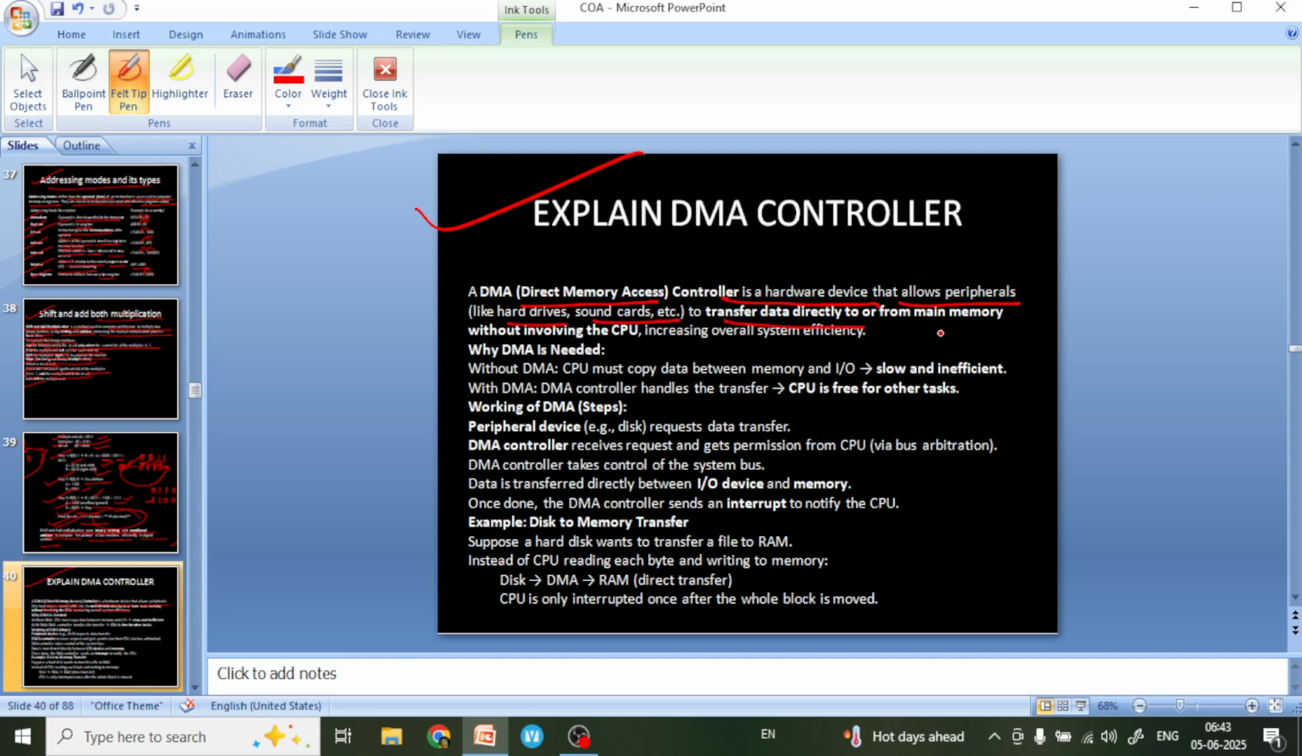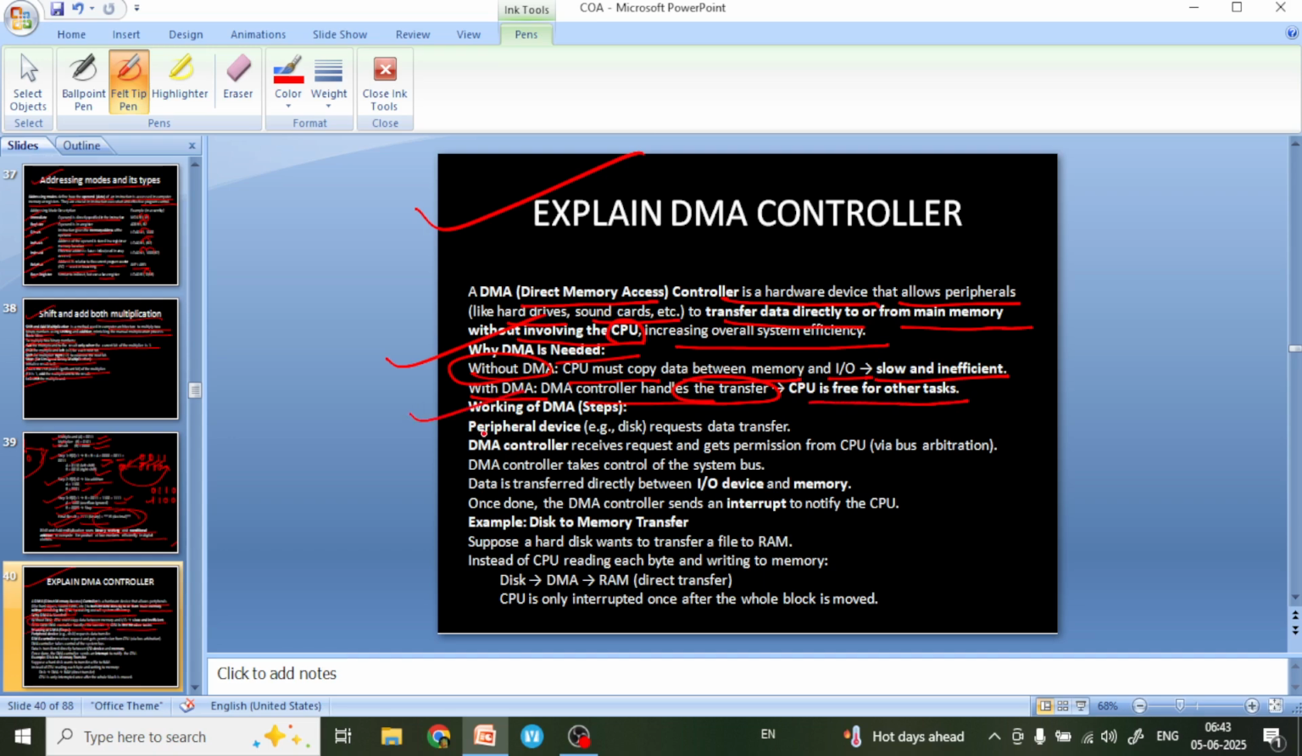DMA is a way to transfer data directly to or from main memory without involving the CPU, increasing overall system efficiency. Why is DMA needed? Without DMA, the CPU must copy data between memory and input/output, which is slow and inefficient. With DMA, the controller handles the transfer, and the CPU is free for other tasks.